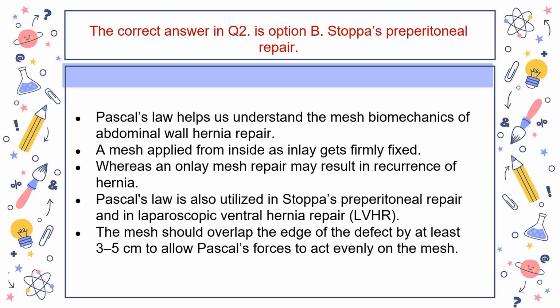The same scenario can be imagined while placing a prosthetic mesh on a hernial defect. If a mesh is applied from inside as an inlay, it gets firmly fixed when the intra-abdominal pressure rises. On the other hand, an onlay mesh repair is likely to result in a recurrence of hernia if excessive rise in abdominal pressure takes place.